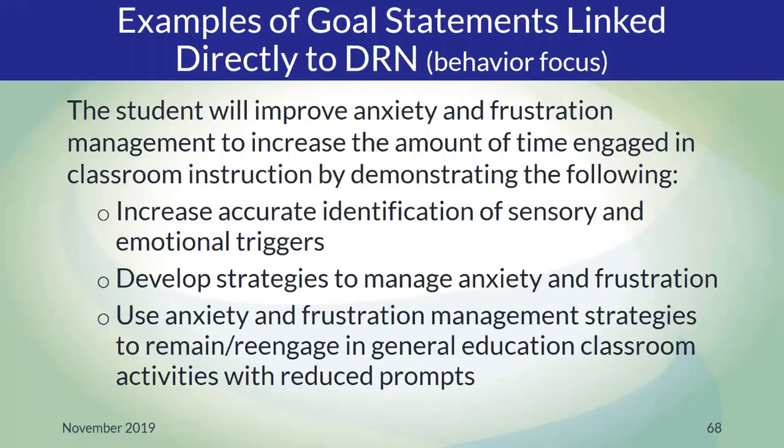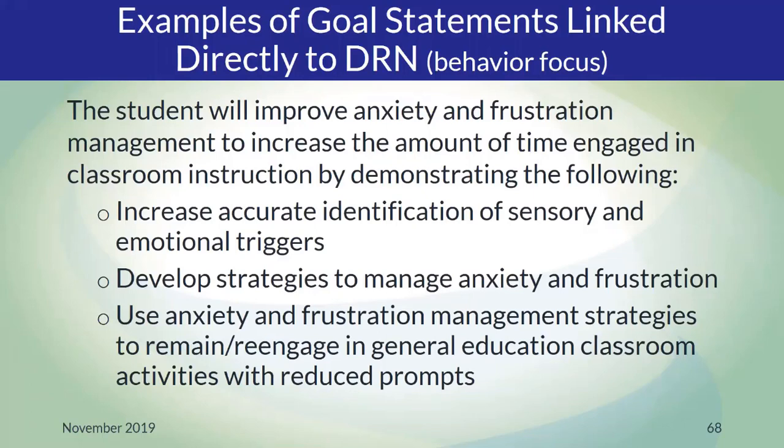In this example, the team decided objectives were needed to operationalize improving anxiety and frustration management. The team that developed this goal knew that it was not enough just to measure increased time engaged in classroom instruction. They also wanted to make a clear link between the root cause and the related disability-related need, which is difficulty with anxiety and frustration management due to trouble accurately identifying triggers and developing and using management strategies, and the effect, which is removal from classroom activities. You can see that the goal is stated in positive terms of what the student will do versus what the student won't do.